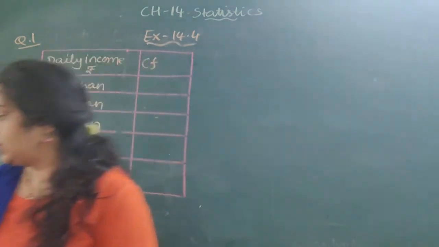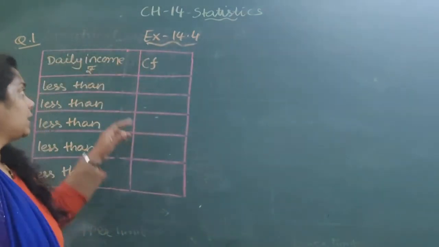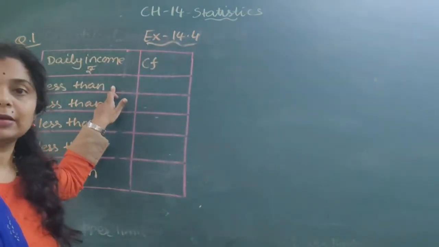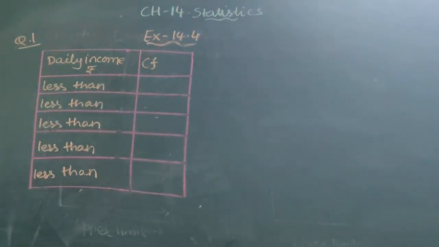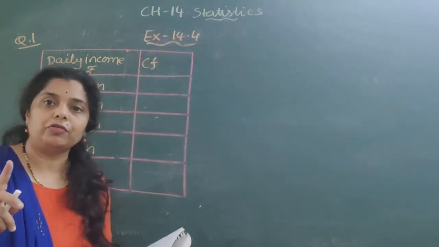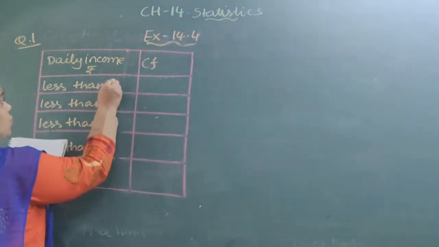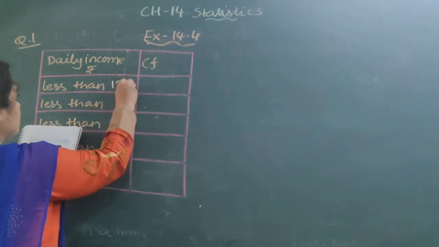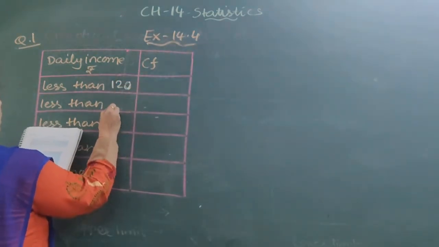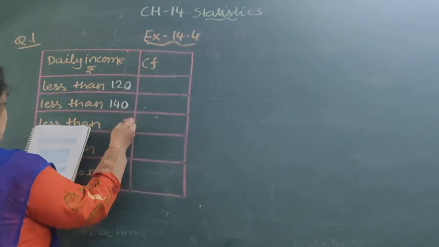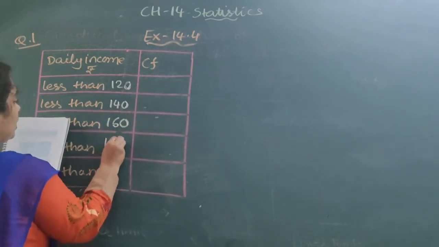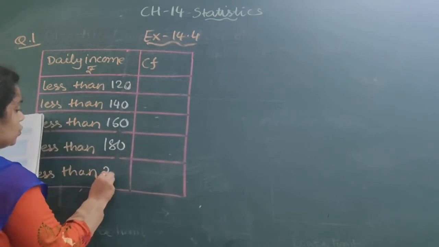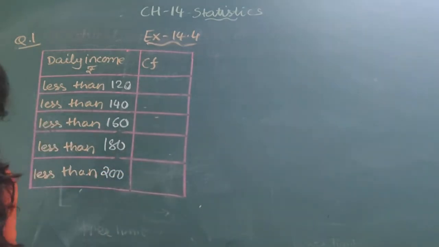So let's start. Here they want the less than type, so we have to write down the upper limit of each class. Here it is 120 for the first class, then 140 for the second class, 160 for the third class, 180 for the fourth class, and 200 for the fifth class.